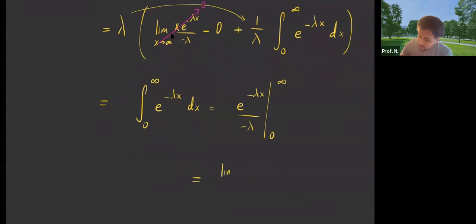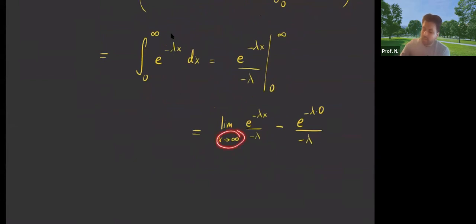This becomes the limit as x goes to infinity of e to the negative lambda x over negative lambda plus, well, it should be minus e to the negative lambda times 0 over negative lambda. But again, by the same token, as x goes to infinity, this is an exponentially decaying function. So this goes to 0. And then this equals what? This here is 1. Negative divided by negative is positive. So it's 1 over lambda. So the expected value of x is 1 over lambda.